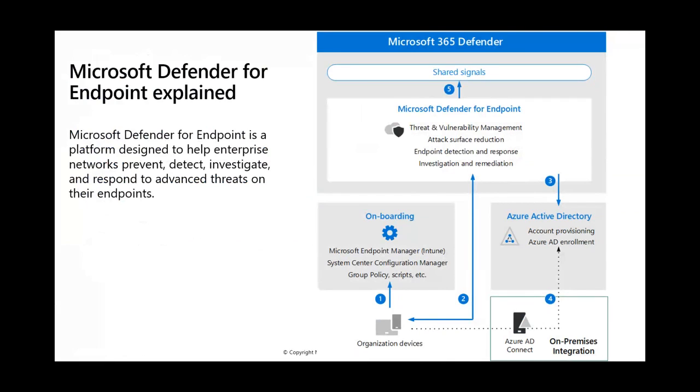And 6, to use share signals with Microsoft Defender for Endpoint. On step 4, we have an option to add third-party endpoints like the ones on-premise through Azure AD Connect. With Azure AD Connect, we can synchronize the two environments and create a sync environment with ADDS to Azure AD, basically.